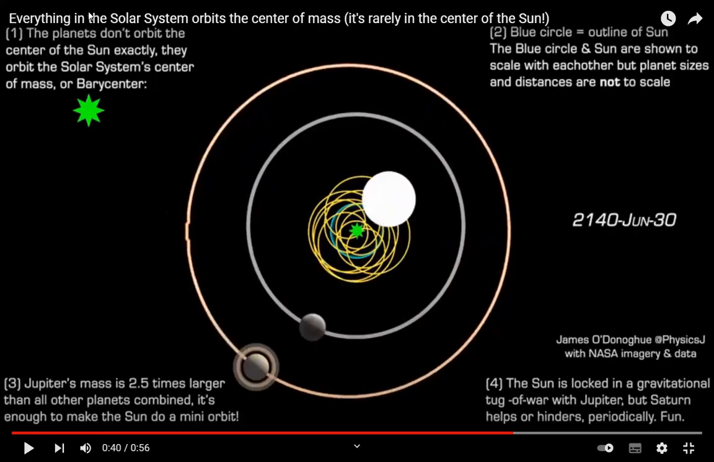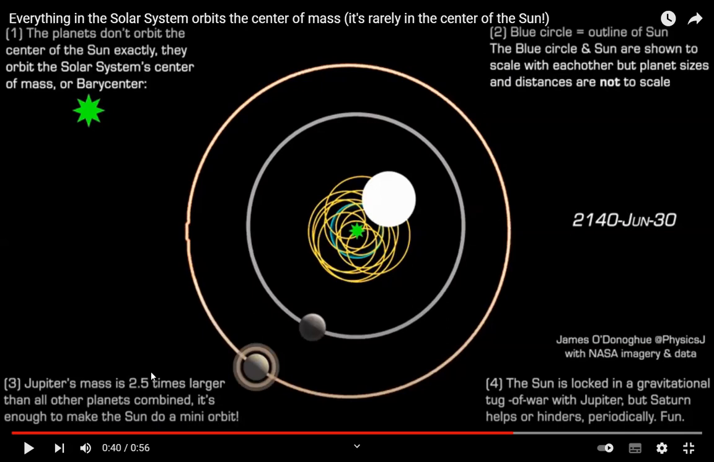So what they're saying, the planets don't orbit the center of the sun exactly. They orbit the solar system center of mass or barycenter. I explained, right? Our solar system also has a barycenter. So the blue circle is the outline of the sun. The blue circle and the sun are shown to scale with each other, but planet sizes and distances are not to scale, okay? Jupiter's mass is 2.5 times larger than all the planets combined. It's enough to make the sun do a mini orbit.